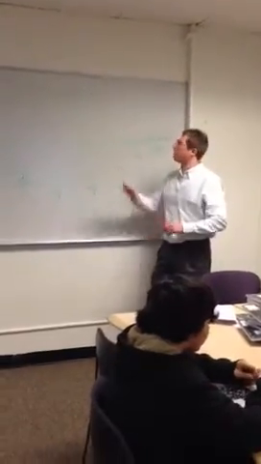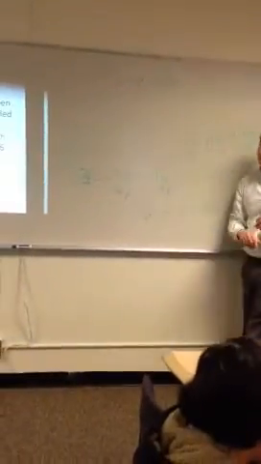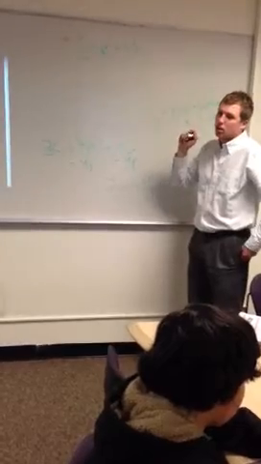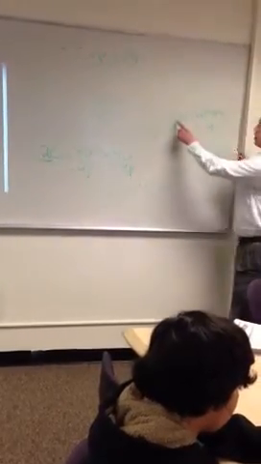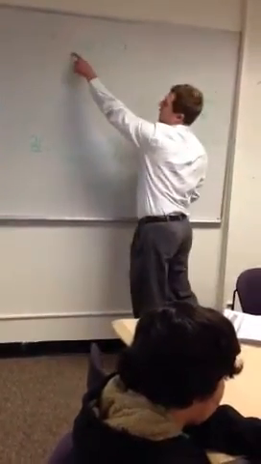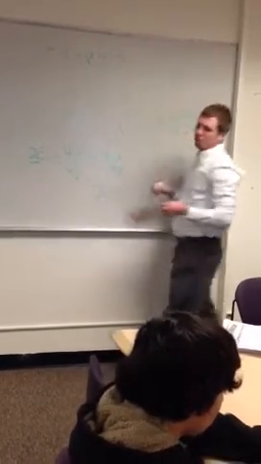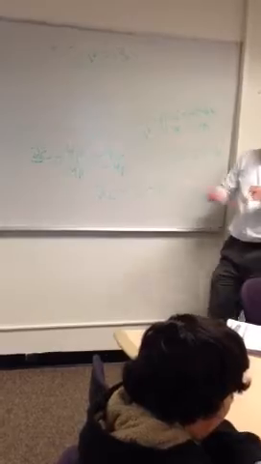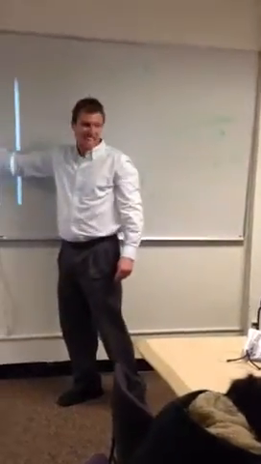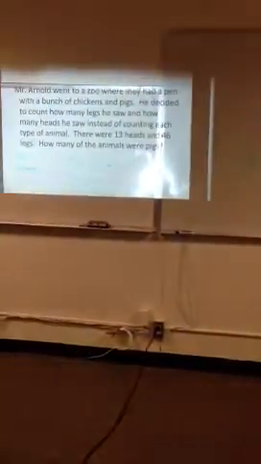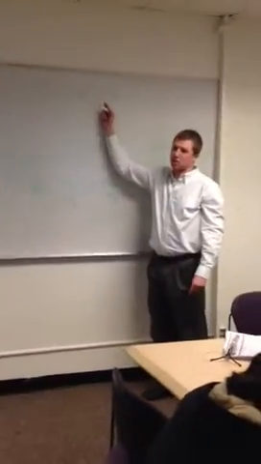Jose, why is that an equation? Why could we say that? What did C stand for? Chickens. What about chickens? Number of them, right? So the number of chickens plus the number of pigs is equal to 13. How do we know that from the problem? Because there were 13 heads. So do you see why we could say C plus P equals 13?